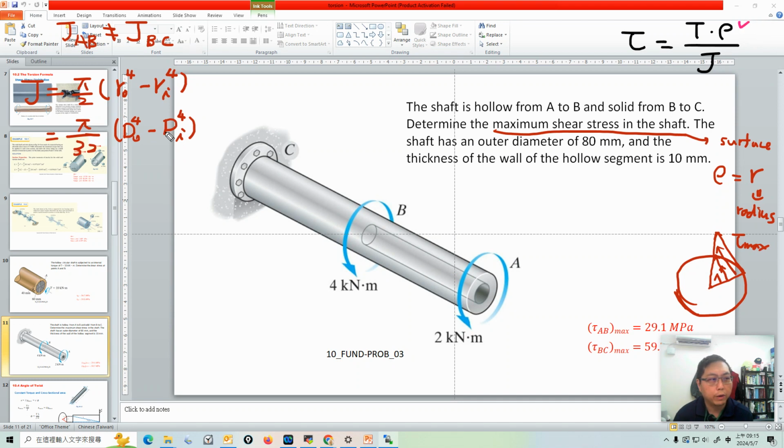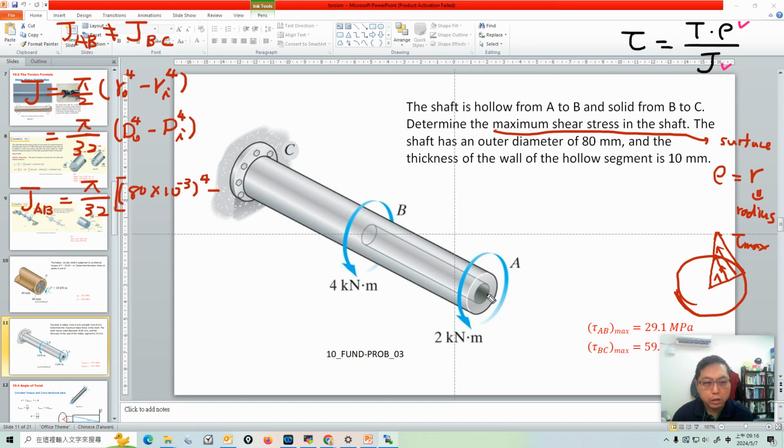Then we have the formula for calculating the polar moment of inertia, with the outer radius and inner radius. Maybe we just calculate J_BC and J_AB quickly. For J_AB, this problem gives a diameter, so this formula is better to use. But be careful with the unit: it's 80 times 10 to the power minus 3, to the power 4, minus.